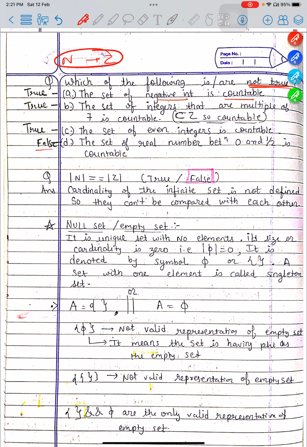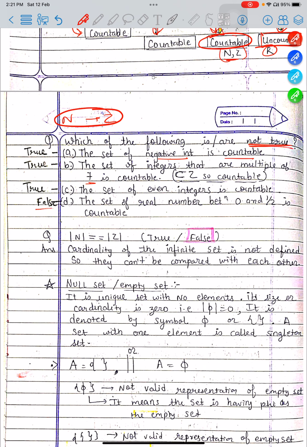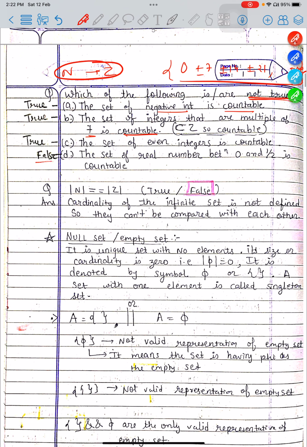So they are countably infinite. And the set of integers that are multiples of 7 is countable. Correct. So the multiples of 7 will be plus 7, minus 7, plus 14, minus 14, plus 21, minus 21 and so on till plus and minus infinity. These can be mapped by natural numbers, so it is countable as well. Now the set of even integers is countable. Correct? Even integers can also be mapped with natural numbers, therefore it is also countable.